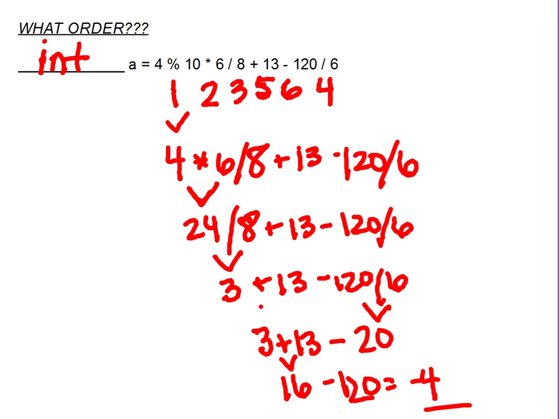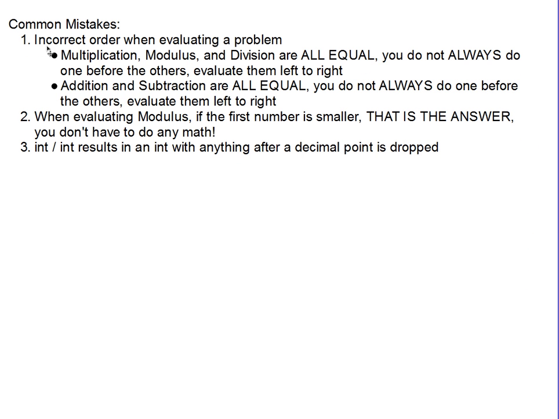So some common mistakes that I've seen made over and over again that you want to make sure that you are aware of and careful about is using the incorrect order. Remember that multiplication, modulus, and division are all the same precedence. They're all equal. One is not better than the other. One does not always come before another one. You're just going to evaluate them left to right. Same thing with addition and subtraction. One is not better than the other or more important. You evaluate them from left to right.